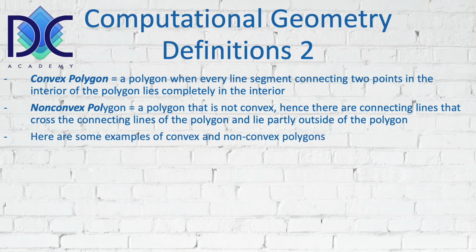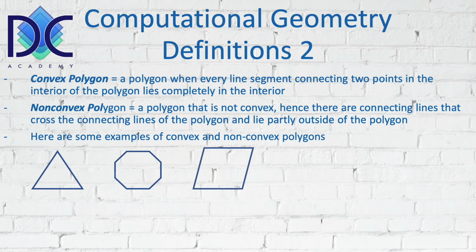So let's have a look at some examples of convex and non-convex polygons. First, we have a triangle. This is clearly a convex polygon because all the line segments connecting the 2 points of the interior of the polygon lie completely in the interior of the triangle. Here we have an octagon. We have the same, it's a convex polygon. We have a parallelogram, which is also a convex polygon.